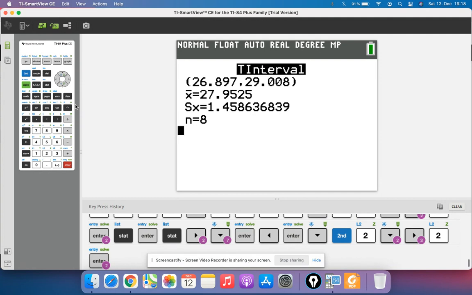And then again, to interpret this, it just means we're 92% confident that the true mean of the population is between these two numbers or within this interval. So that is it.